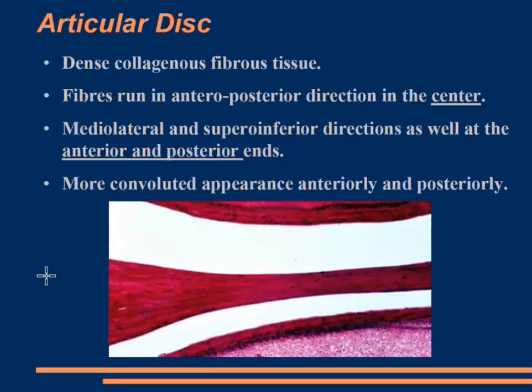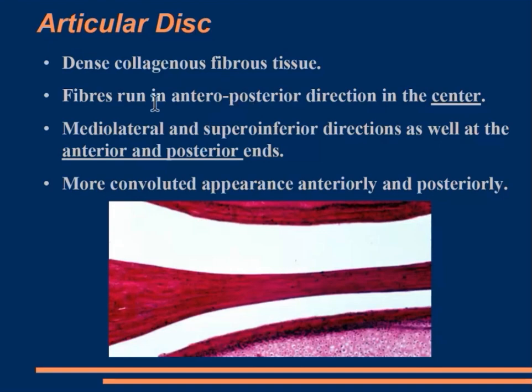The articular disc is composed of dense fibrous collagen tissue. It is described as intra-articular, between the articular surfaces, so we call it the intra-articular disc. We have a matrix composed of fibers that run in different directions in the center and in the extremities. In the center part of the articular disc, the fibers run in an anterior-posterior direction.